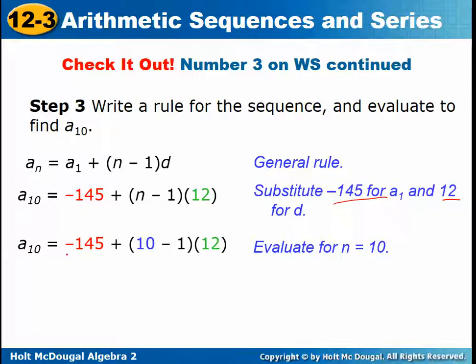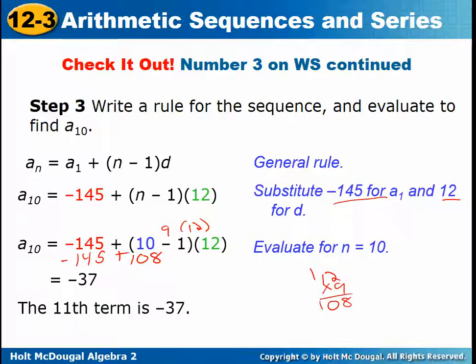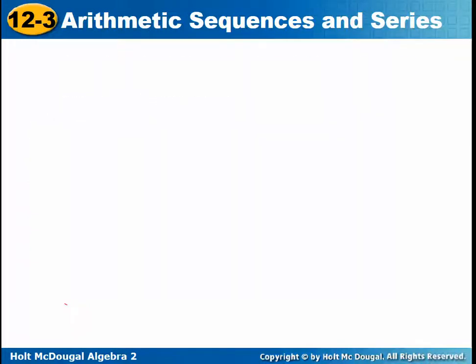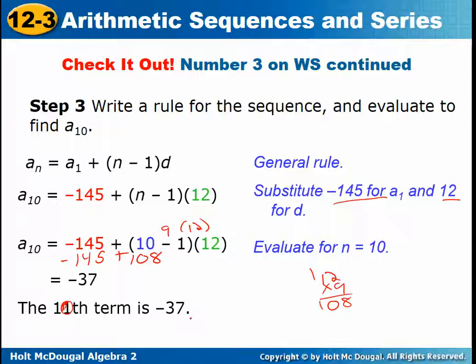So a sub 10 is equal to negative 145 plus 10 minus 1 is 9 times 12. So we have a sub 10 equals, oh, they jumped to that pretty quick, negative 145 plus 9 times 12 is 108. So we have negative 145 plus 108, which is negative 37. So the 11th, oh, sorry, I edited this somewhat to match our worksheet. So the 10th term is negative 37. And there you go, number 3.